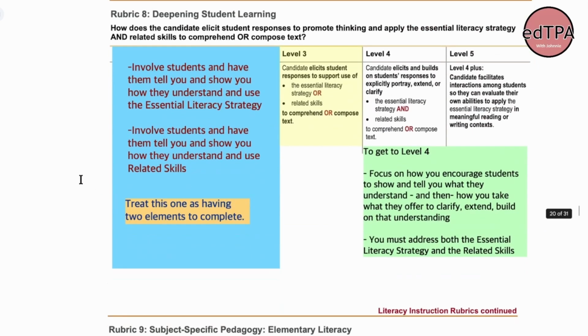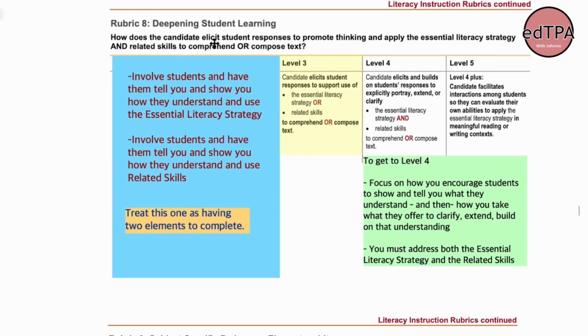Let's go to rubric 8. How does the candidate elicit student responses to promote thinking and apply the essential literacy strategy and related skills to comprehend or compose text? So this one's pretty straightforward. Level 3, candidate elicits student responses to support use of essential literacy strategy or related skills. Pay attention to the or, to comprehend or compose text. Look at how this is focused on eliciting, okay? Involve students, this is what you have to do. Involve students and have them tell you and show you how they understand and use the essential literacy strategy.